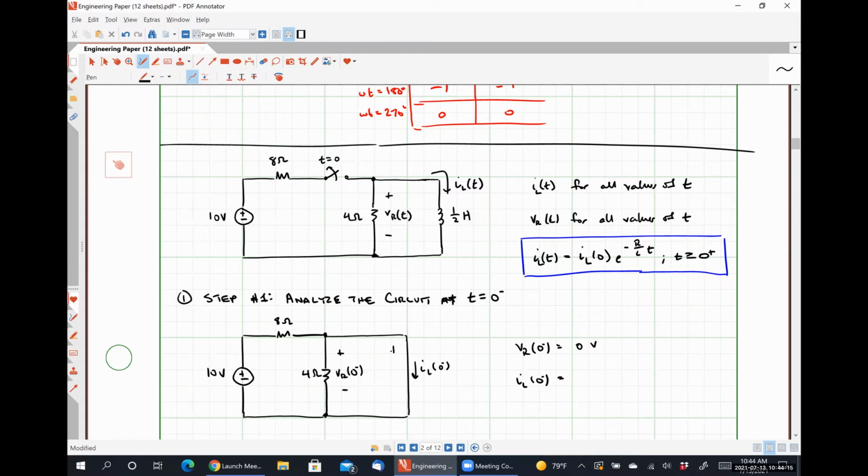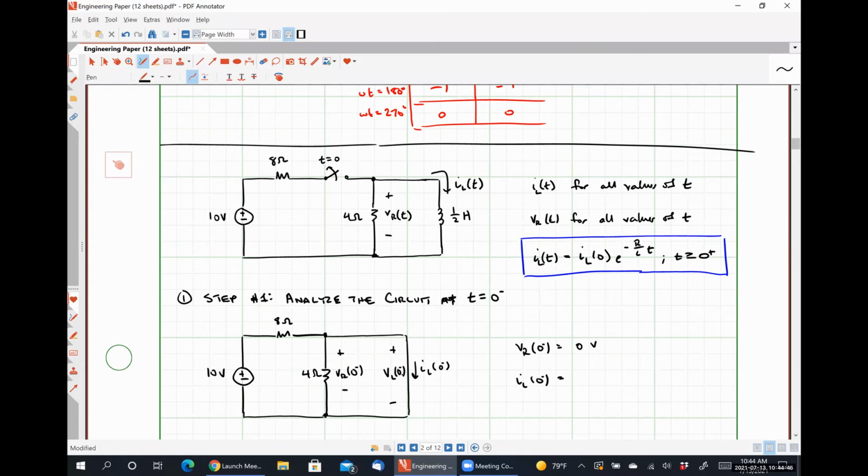So effectively, I'm saying that this voltage, which is the voltage drop over the inductor at t is equal to 0 minus, must be 0 volts because we are treating the inductor as a short circuit. And because the 4 ohm resistor is in parallel with that, then the voltage drop over the 4 ohm resistor must also be 0 volts. Does that make sense? Yes, that makes sense. Okay.